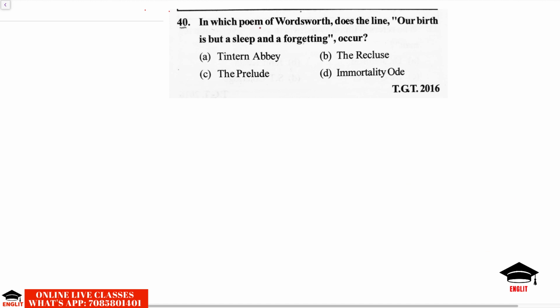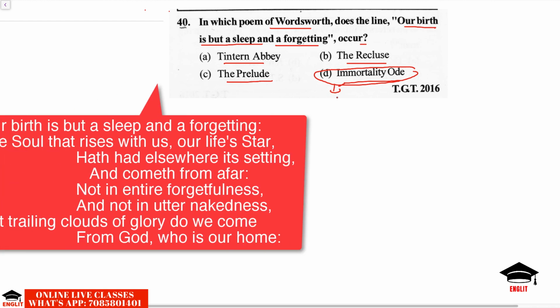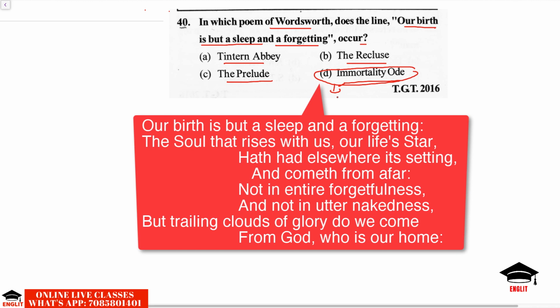Next question: in which poem of Wordsworth does the line "Our birth is but a sleep and a forgetting" occur? Was it Tintern Abbey, the Prelude, the Recluse, or the Immortality Ode? The correct answer is the Immortality Ode. The complete stanza runs like this: "Our birth is but a sleep and a forgetting, not in entire forgetfulness and not in utter nakedness, but trailing clouds of glory do we come from God who is our home."